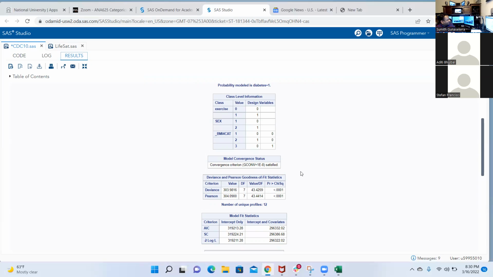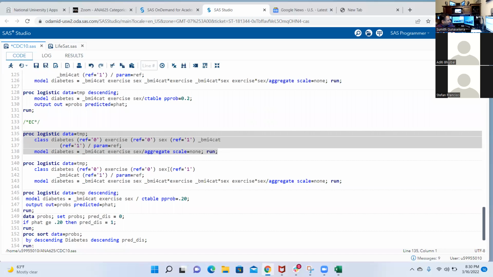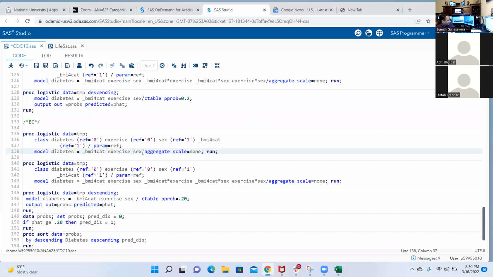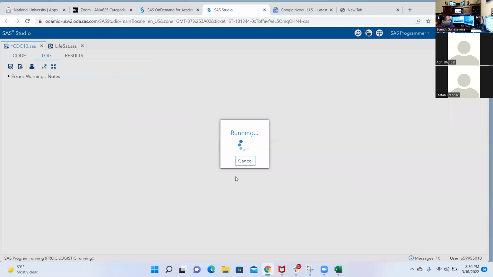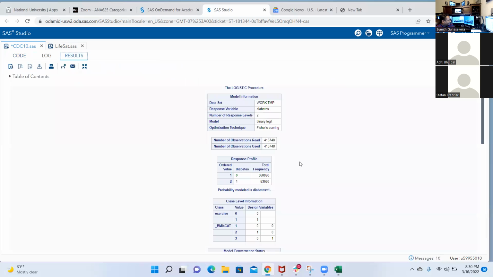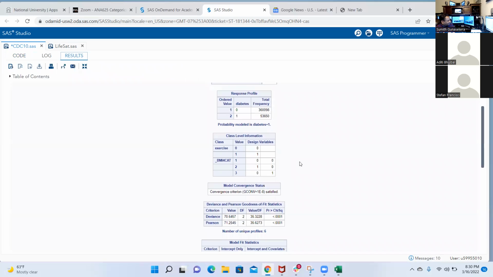Stefan, can you go back to the code? I want you to do something like this. Take out one variable. Keep it like that. Now run that one. Okay, let's go with the two variables and see what happens. Now look at that.